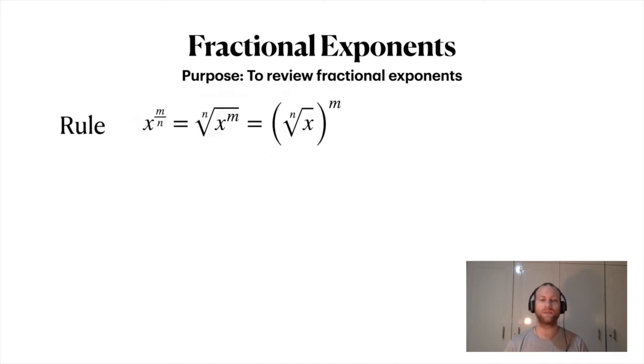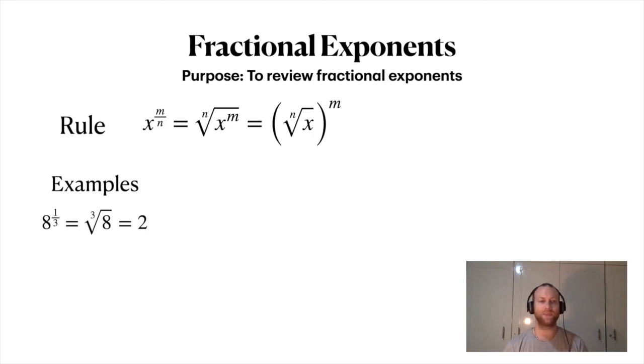Next, fractional exponent. A fractional exponent is when you have a fraction in the exponent. So x to the power of m over n: the numerator in the exponent becomes the power, and the denominator in the power becomes the root. Here the denominator is n, so that becomes the root. And it doesn't matter if the power of m goes inside the root or outside, it's the exact same thing. Let's check out some examples.